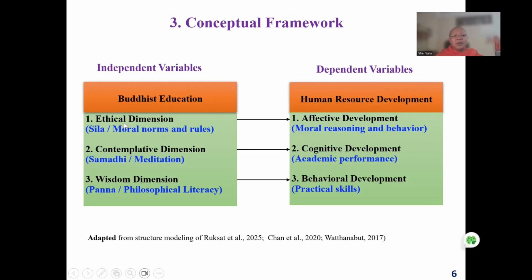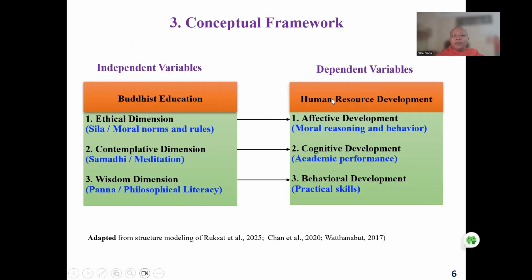We have the ethical dimension, known as sila in Pali, normally called moral conduct or moral norms in English. Number 2, the contemplative dimension, samadhi or meditation. And number 3, wisdom or panya in Pali, or philosophical literacy. And we have the dependent variables, human resource development: number 1, affective development; number 2, cognitive development; and number 3, behavioral development.